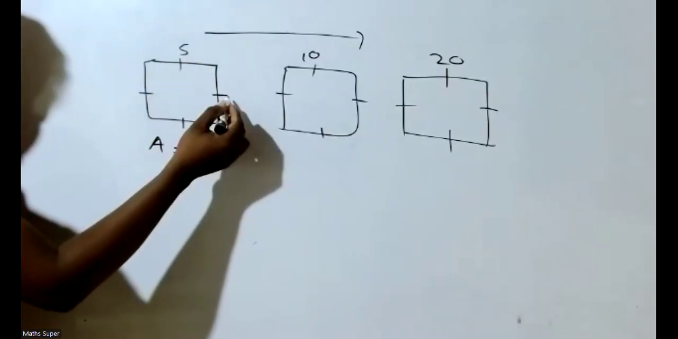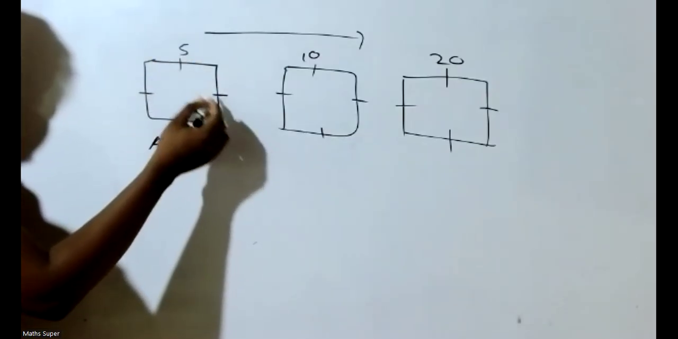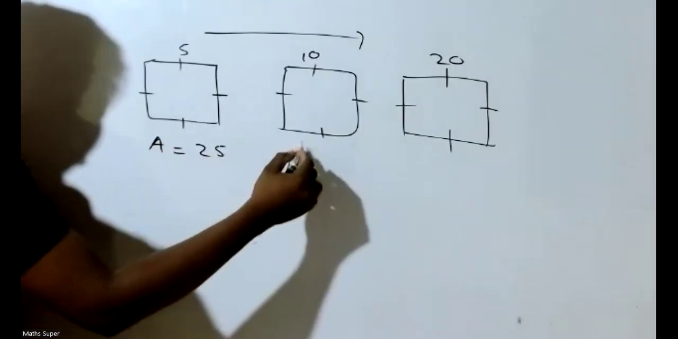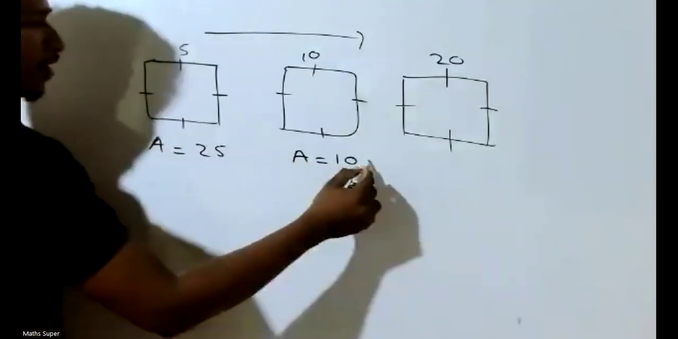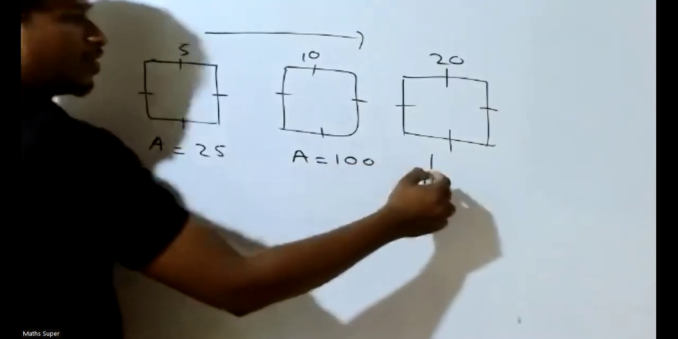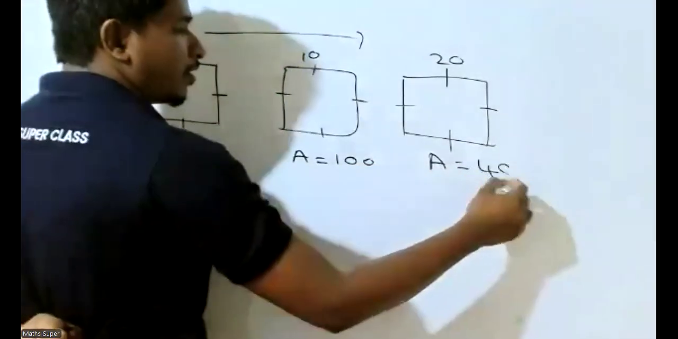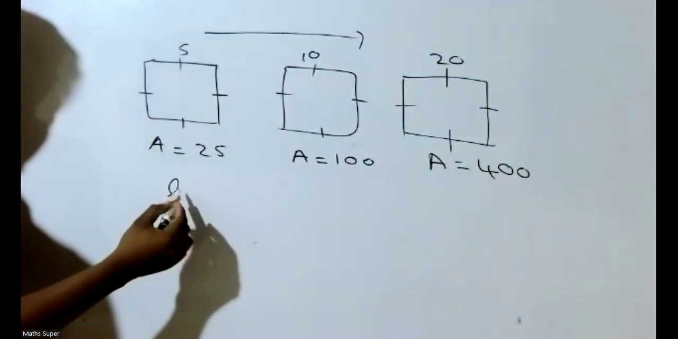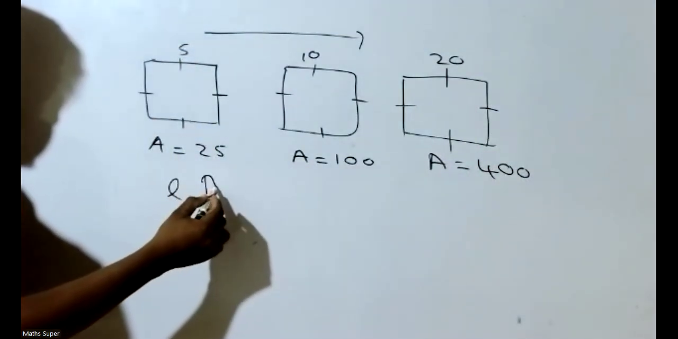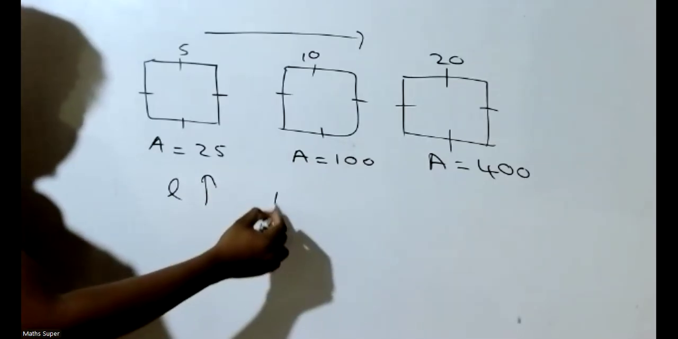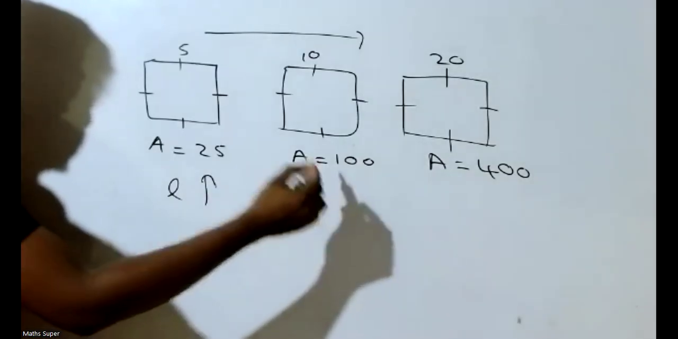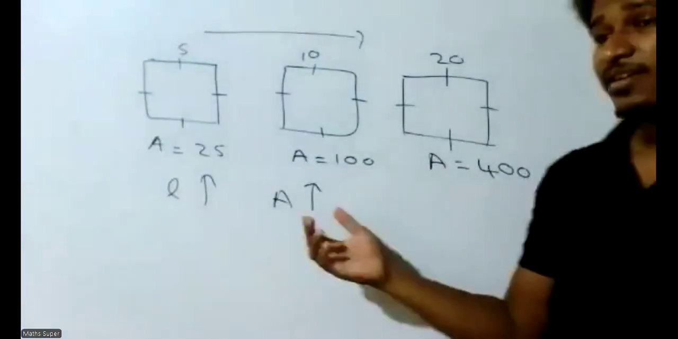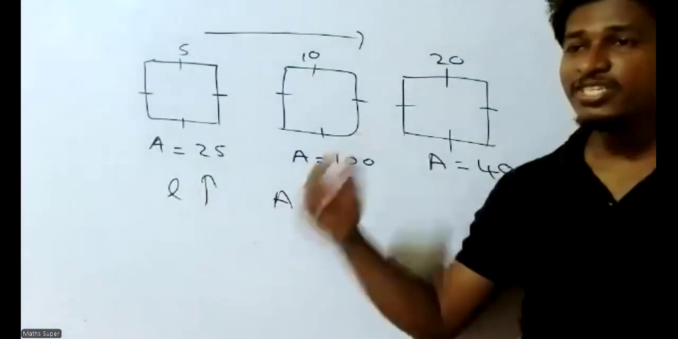Area equals length into length here, no? Length into width. 5 into 5 equals 25. What about this? 10 into 10, 100. A means area. 20 into 20, 400. What do you think? When the length L is increasing, what happened to the area? The area also increases. So, this is directly proportional.